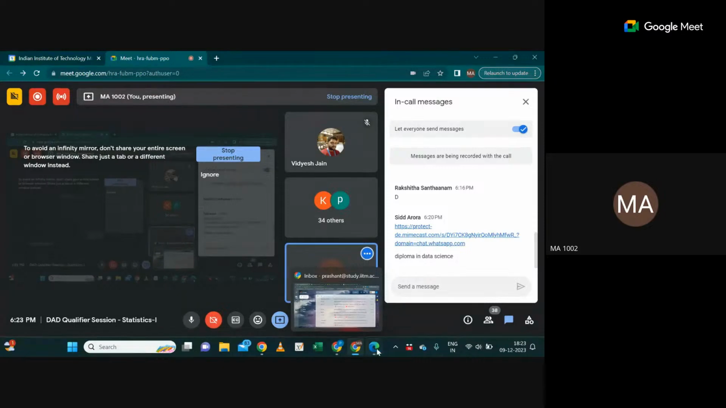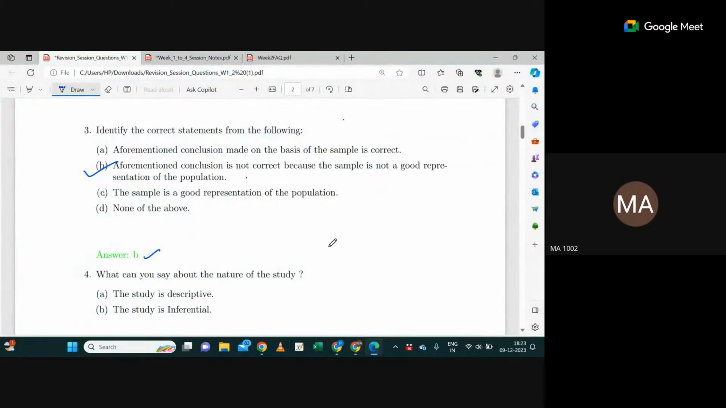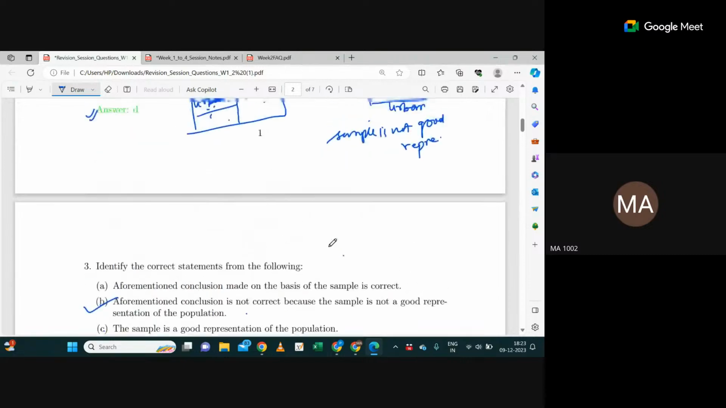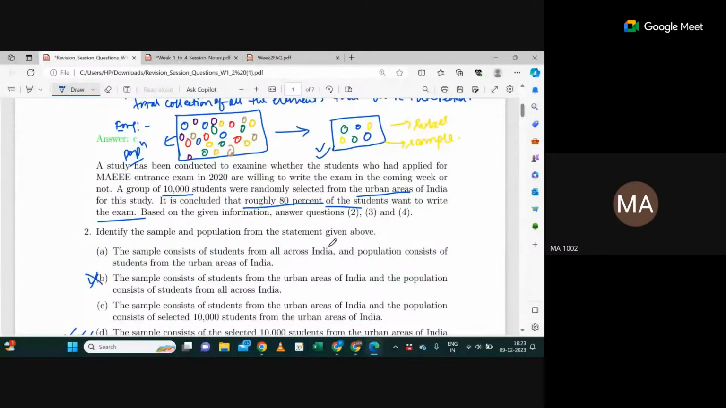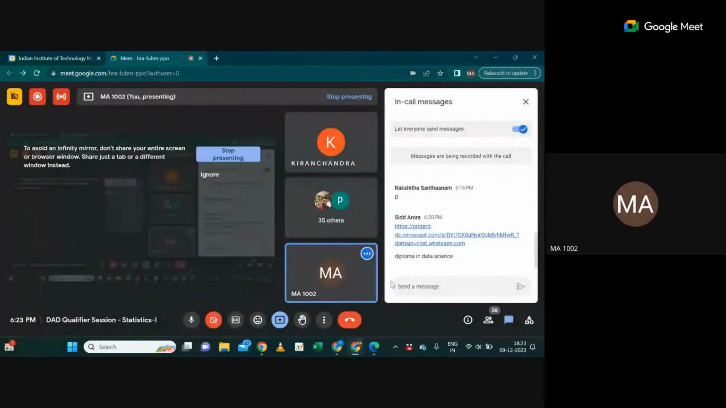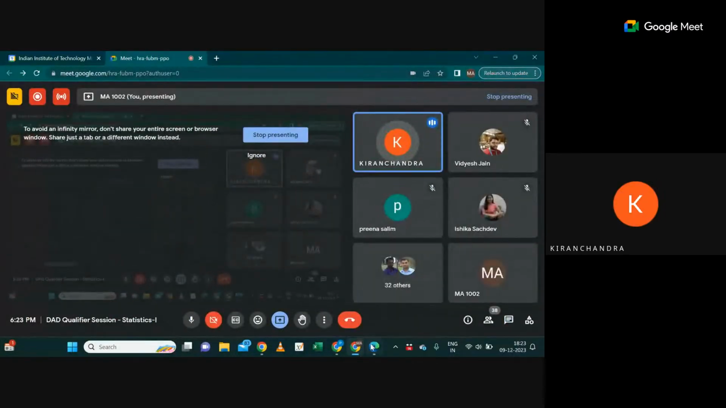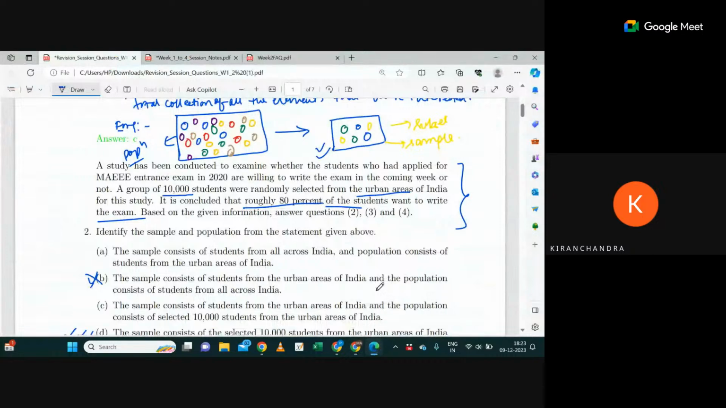Okay. Let's move to the next part of the question. What can we say about the nature of a study, whether it is descriptive or inferential? By reading this question, tell me whether the nature of the study is descriptive or inferential. It is inferential, because it is giving some information from the data. Conclusion, information, inference.